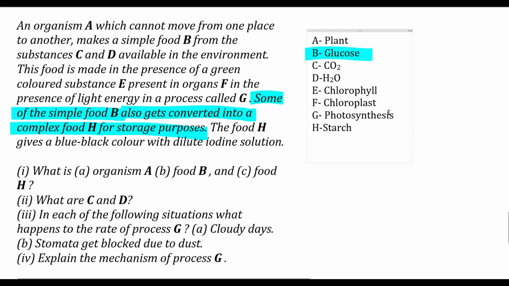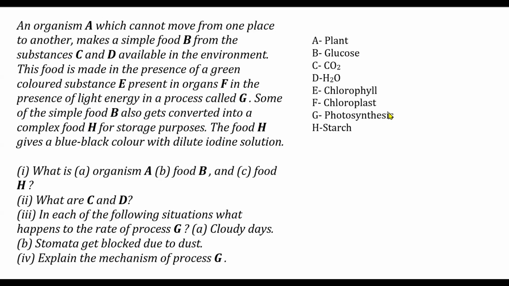In case of animal, it is glycogen, right? In case of plant, it is starch. Now, I think we're done. The food H gives blue-black color with the iodine solution. So this is definitely starch. Now, more parts we have to identify. I think we have done all of them, right?